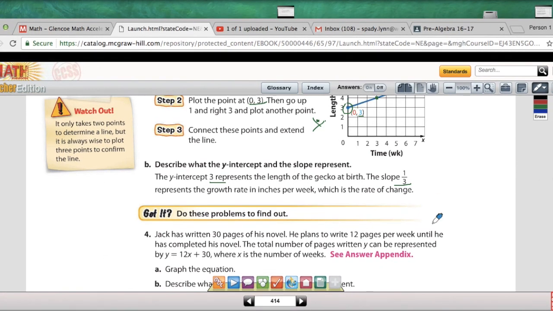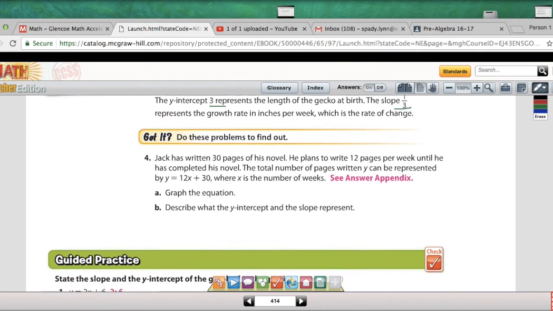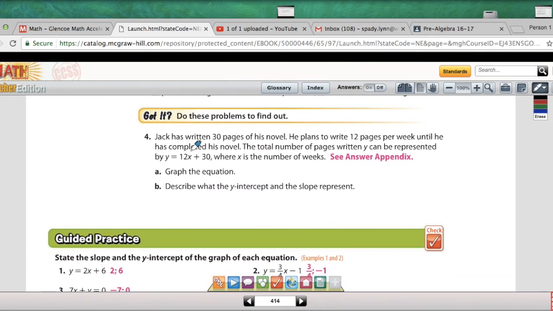Jack has written 30 pages of his novel, and he plans to write 12 pages per week until it's completed. So it's starting at 30, that's where the plus 30 comes from, and then 12 per week until it's finished. So to graph that, okay, we can count by 5s, 5, 10, 15, 20, 25, 30. Right now we're starting at 30. Okay, now he's going to want to write 12 pages per week. So here's week 1, here's week 2, here's week 3, here's week 4, etc.